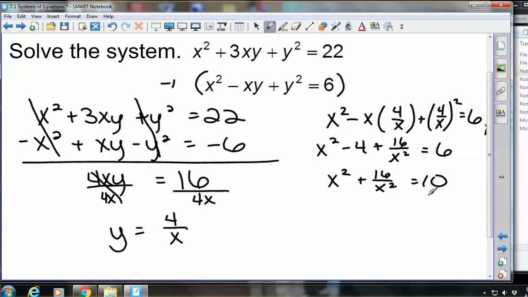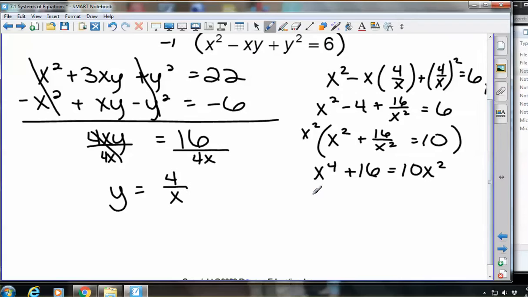Can we solve this with the fraction in it, or do you wanna get rid of it? How would I get rid of the x squared on the denominator? Multiply by x squared. So if I take everything times x squared right here, I get x to the fourth plus 16 equals 10x squared. I don't mind to bring over my 10x squared. Exactly. This is like a quadratic.